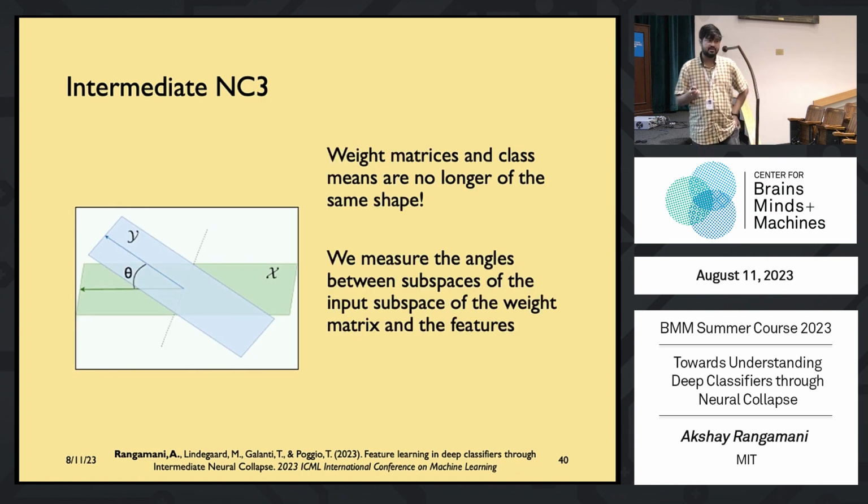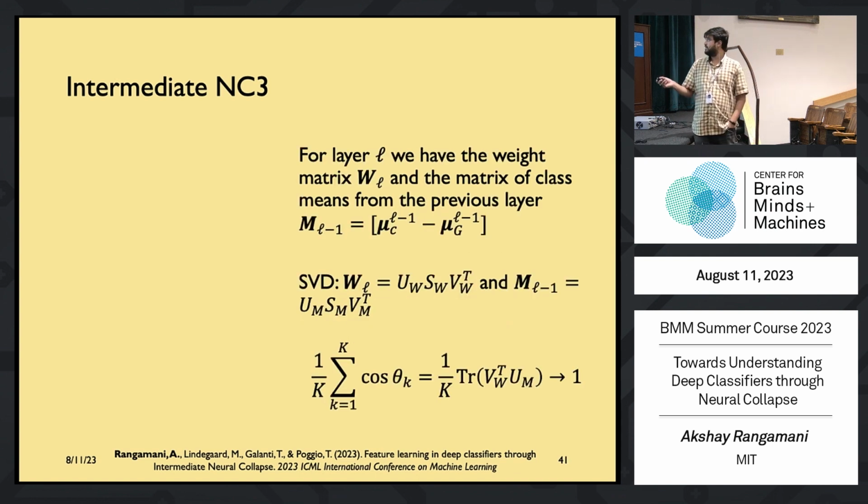And then finally, to look at the duality, so at the last layer you could just look at the distance between two matrices, but at the layers before, the weights and the feature vectors are not the same size. So instead of measuring the distance between two matrices, we're going to measure the angles between the subspaces. The relevant subspaces here are the input subspace of the weight matrix and the subspace in which the features lie. And so basically, you can do a decomposition of the layer matrix at layer L, and you look at the angles between V_W, which characterizes the input subspace, and the other, which characterizes in which space the features lie.